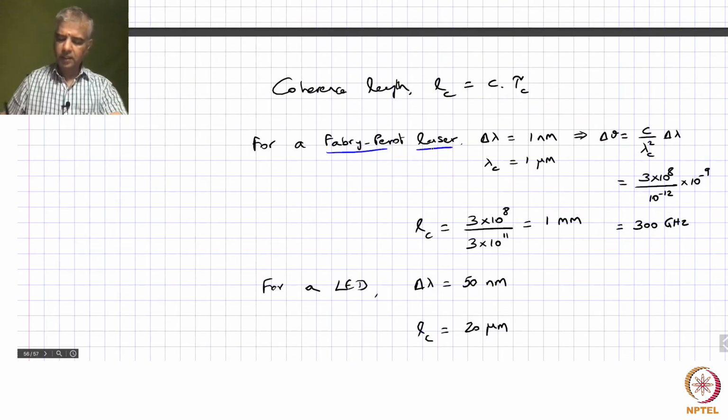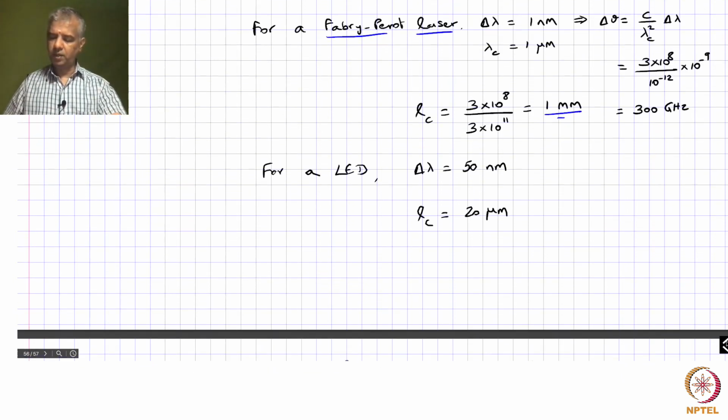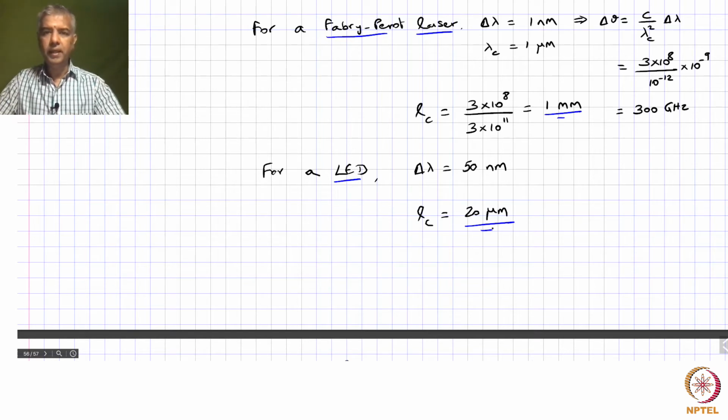And then of course we took some examples. We said a Fabry-Perot laser with a spectral width of 1 nanometer has a coherence length of 1 millimeter. And in contrast, if you use a broadband light source like an LED, then the coherence length is 20 micron.